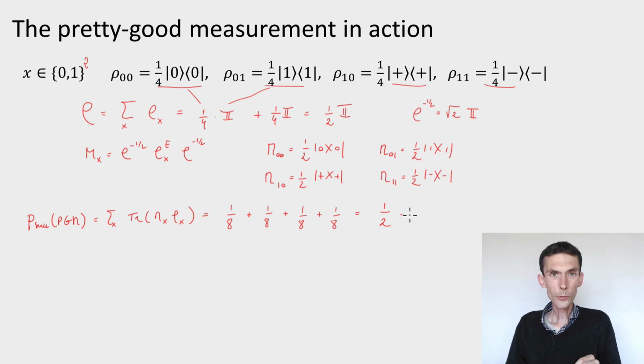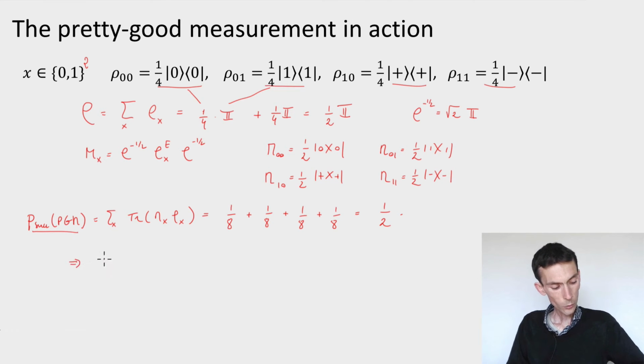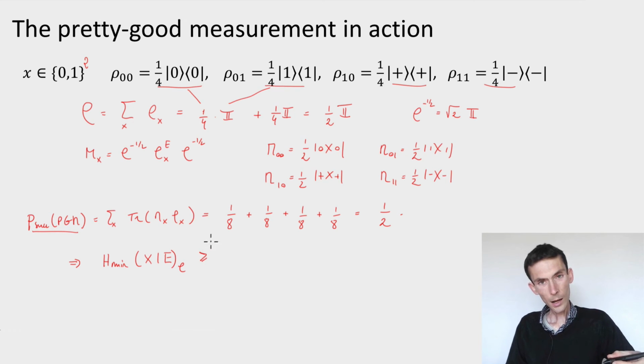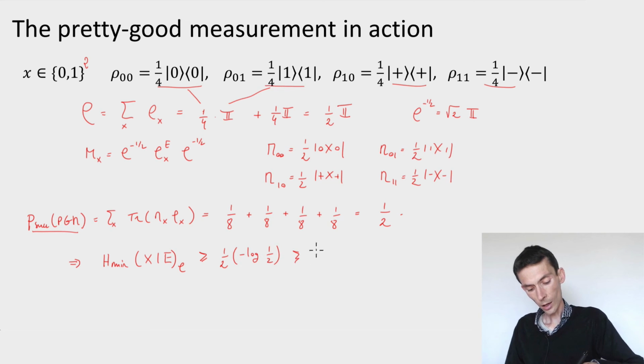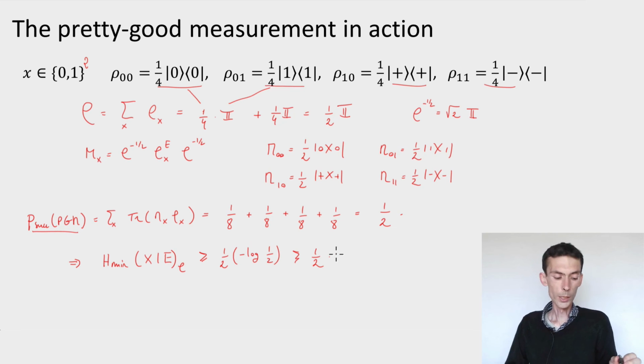And as we saw in the previous module, the success probability of the PGM, we can use this in order to get a lower bound on the min entropy of the ensemble of states. So as a consequence, we get that the min entropy of x conditioned on E, given the family of states that are described here, will be at least minus log of the success probability of the pretty good measurement, which will give me at least minus log of a half, which is 1, so I get at least a half. This is a lower bound on the min entropy.